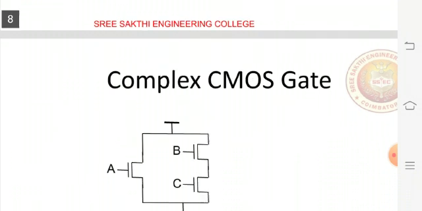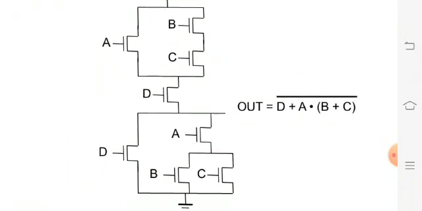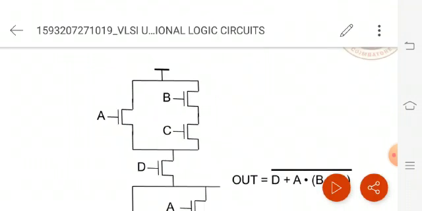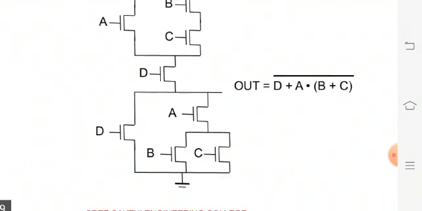Next one is complementary CMOS gate. So a complementary CMOS gate can be obtained by using this NAND and NOR gate. So PMOS will be at the top and NMOS will be at the bottom. So NMOS is the PDN, pull down network, and PMOS is the pull up network.